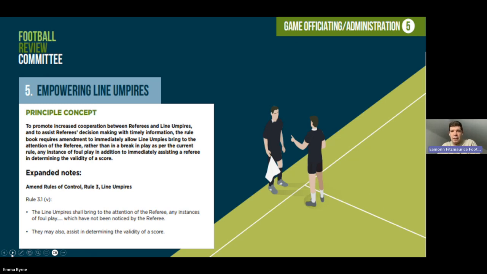I'd say the final one in this is the linesmen, or the line umpires, to empower them a bit more to work as a team, to get that thing of the officials working as a team. With the amendment that's been brought in, the line umpires can bring to the attention of the referee any instances of foul play which have not been noticed by the referee. They may also assist in determining the validity of a score. And critically, they no longer have to wait for a break in play. And even more importantly, they no longer have to wait for the referee to ask them. They can notify the referee that they have something to say and communicate it to the referee.